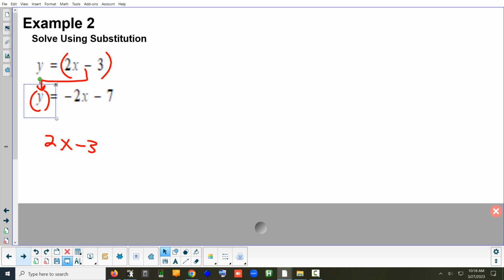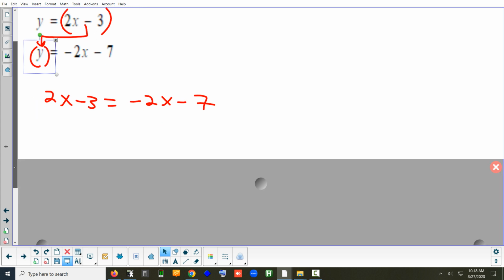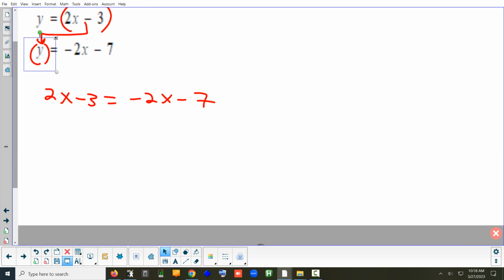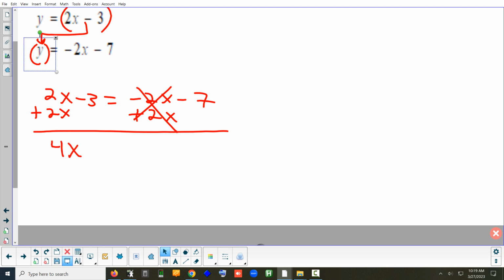So this becomes 2x minus 3. And on the other side is negative 2x minus 7. And we're going to solve. Finn, how would I get all my x's on the same side? By adding 2x. Yep. I would add the 2x on both sides. So when you add the 2x on both sides, that's going to cancel it on the right. And on the left, Maya, what do I have now? You have 4x minus 3. And on the right? Negative 7.